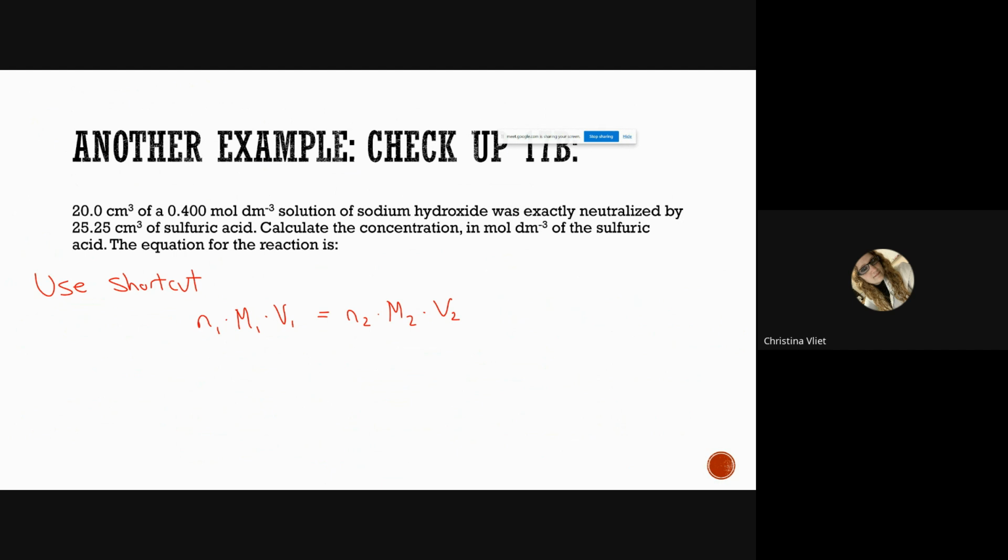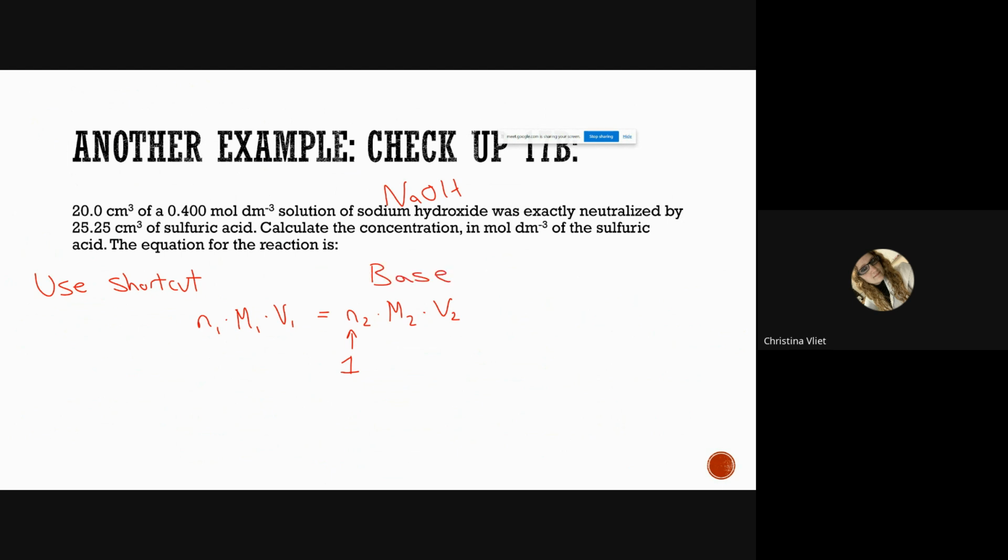The other question, another example. You've got 20 centimeters cubed of a 0.4 molarity sodium hydroxide. You neutralized it with 25.25 centimeters cubed of sulfuric acid. Calculate the concentration of the sulfuric acid. Let me help you out a little bit. What's the chemical formula for sodium hydroxide? NaOH, which means that this is going to be 1, right, for the base side.